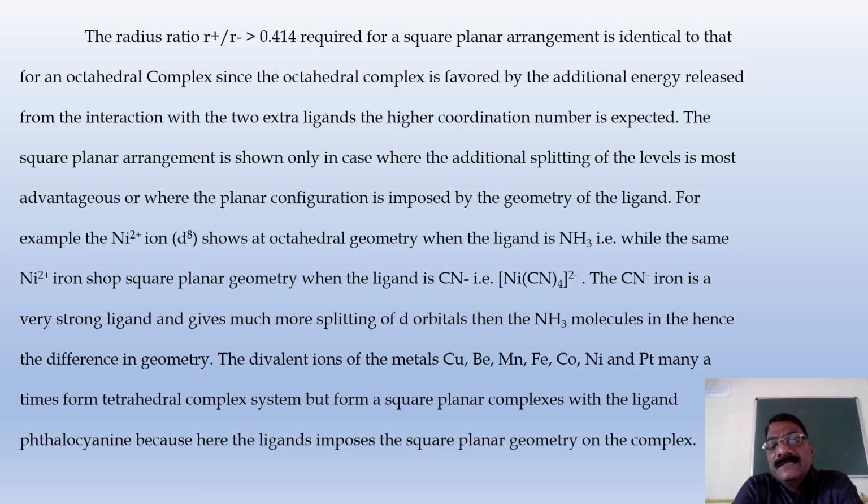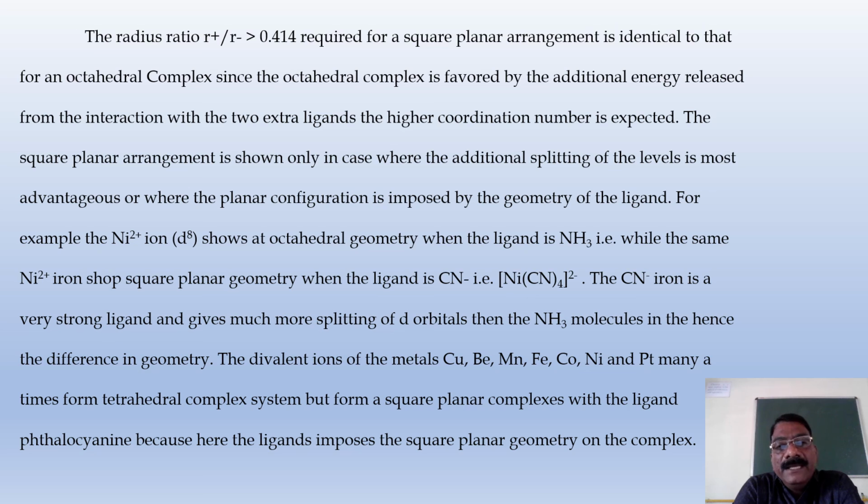So the example is [Ni(CN)4]2-. The CN- ion or ligand is a very strong ligand and gives much more splitting of d orbitals than the NH3 ligands. Hence, there is a difference in geometry.